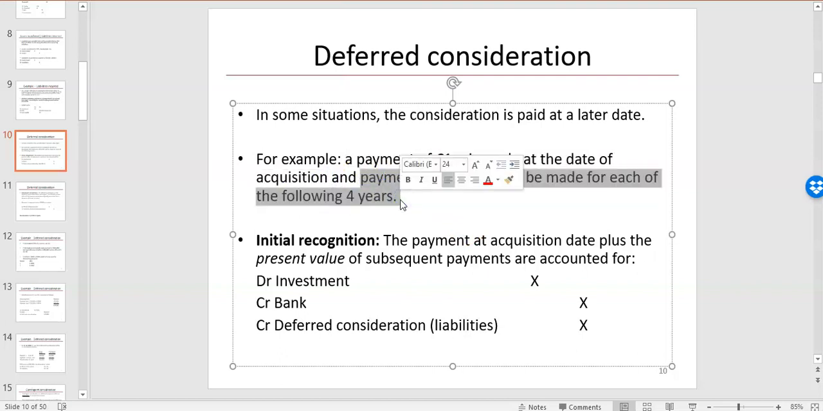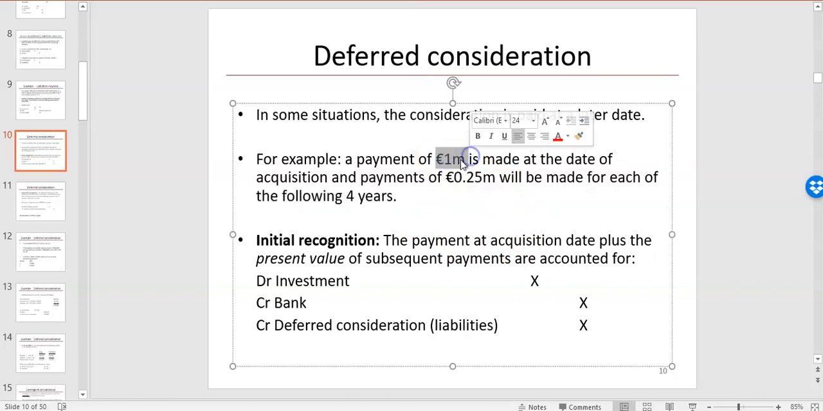So you have two separate things going on. The 1 million today is valued at 1 million: debit investment, credit bank $1 million. The following 4 payments, at the end of each of years 1 to 4 respectively, have to be present valued. You can't just value another $1 million for that because you have to account for the time value of money. And you need to account for the present value today because that's the amount that's going to be included in your goodwill calculation. So it's important to be careful there.